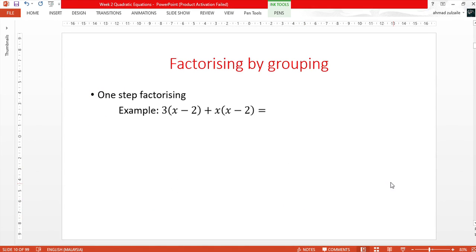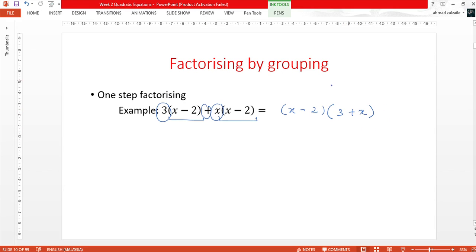Another one under factorization, we call it factorizing by group. There will be one-step factorizing and two-step factorizing. For one-step factorizing, meaning that by using only one step, you can identify the common factor for this equation. For example, you have 3 times x minus 2 plus x times x minus 2. Both terms consist of x minus 2, so that will be your common factor. So put it in front of the bracket, with another bracket for the remaining value, which is 3 plus x.